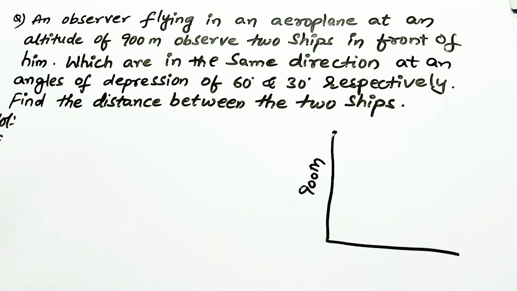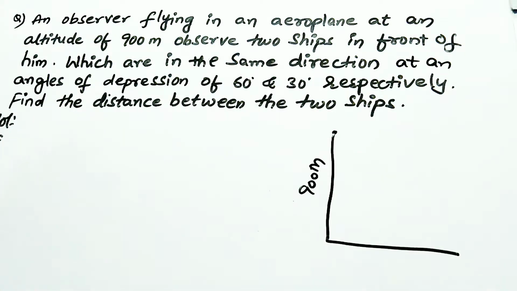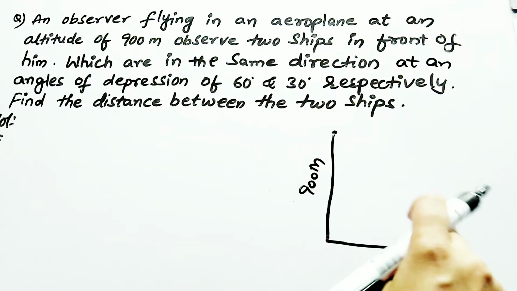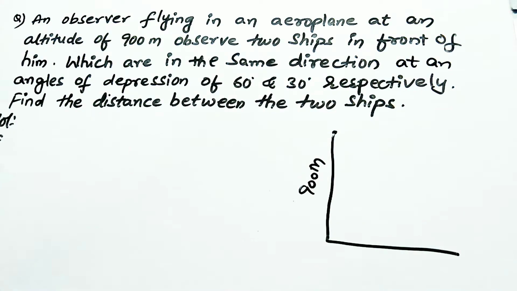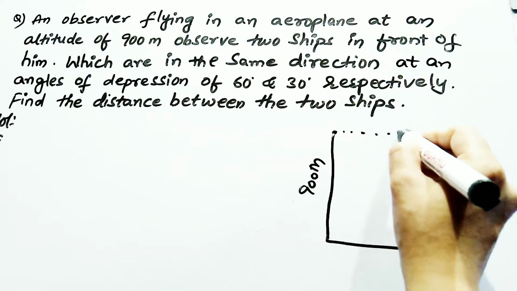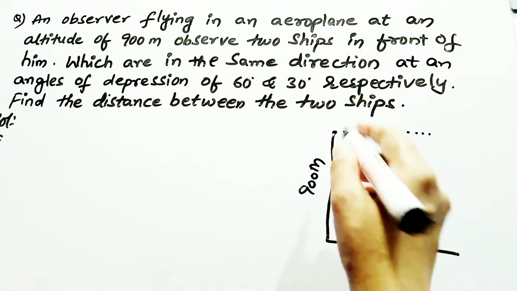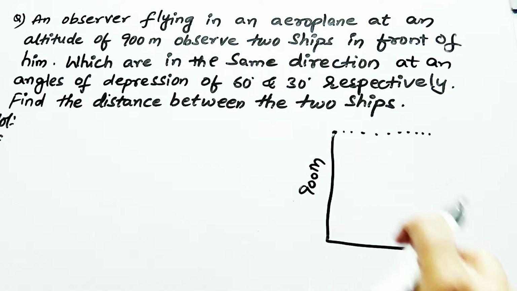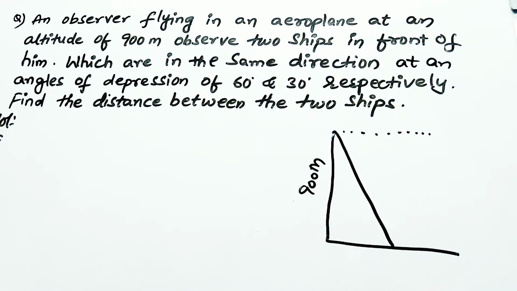And he observed two ships in front of him. He is seeing two ships in the same direction. Same direction means you can draw the figure either on the right side or on the left side, but in the same direction. This is your horizontal line or eye level. If that observer is seeing down, it is called the angle of depression, with two ships.